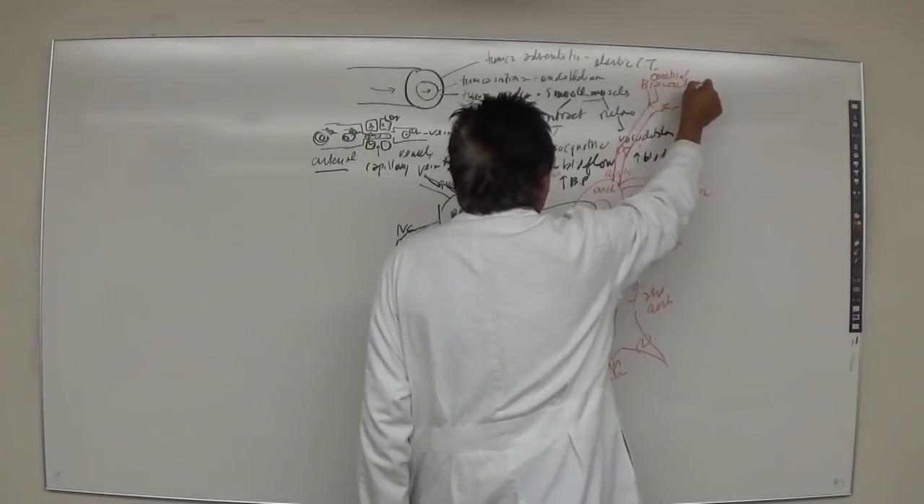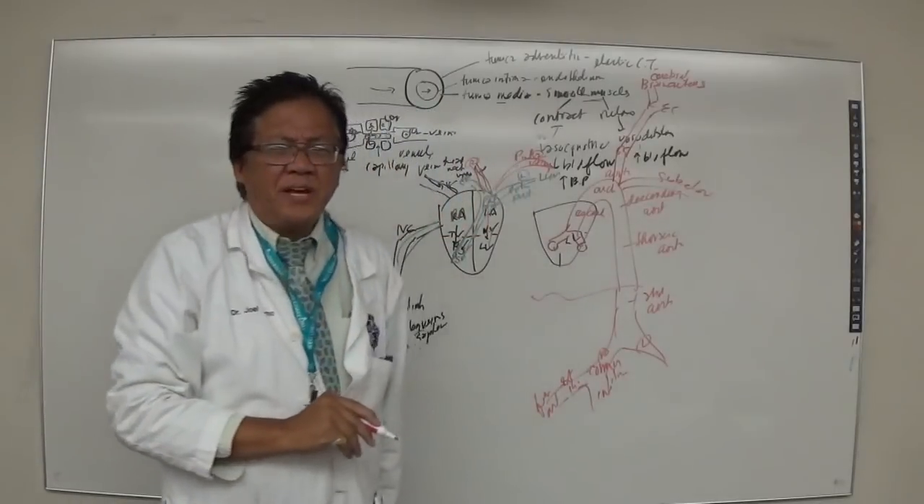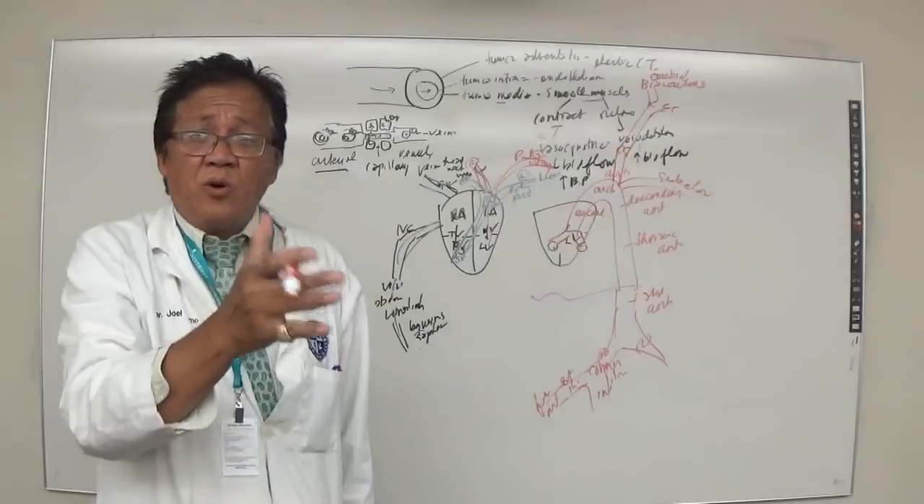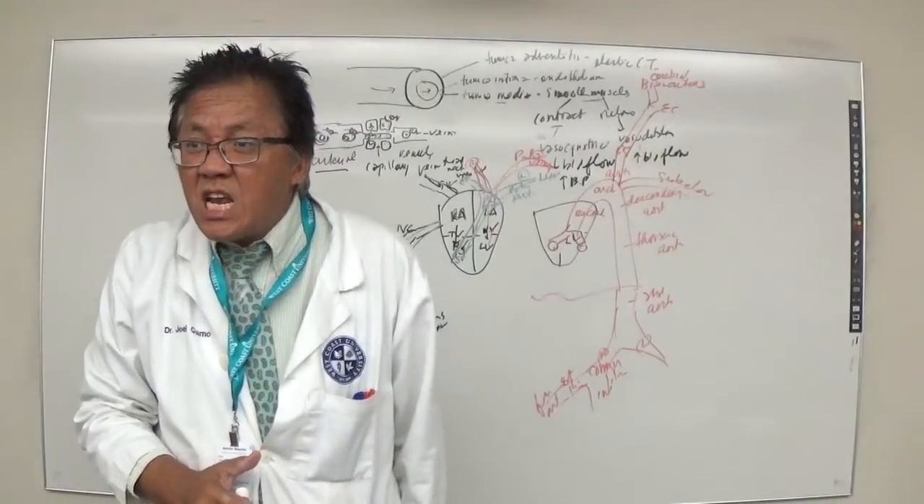What do you call the arteries in the brain, class? Cerebral. What does cerebral mean? Of course, when I say you are highly cerebral, it means you are very brainy.